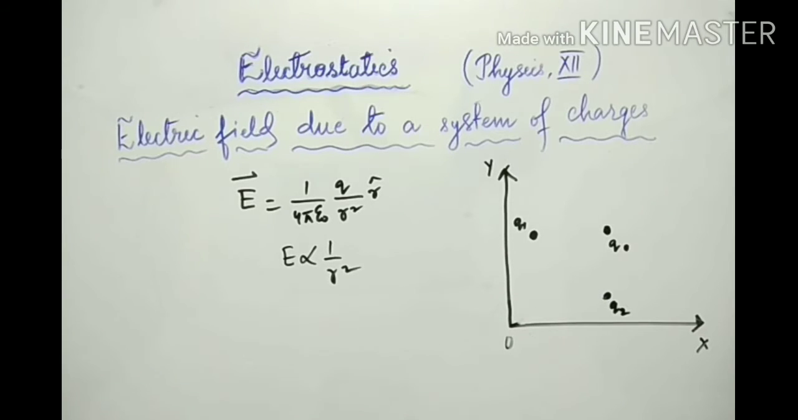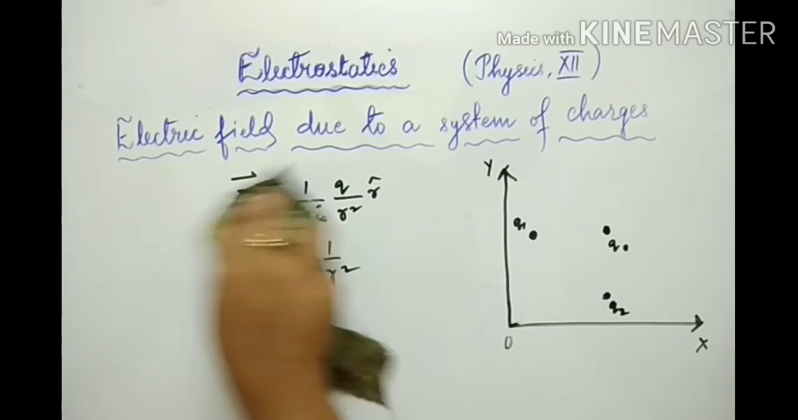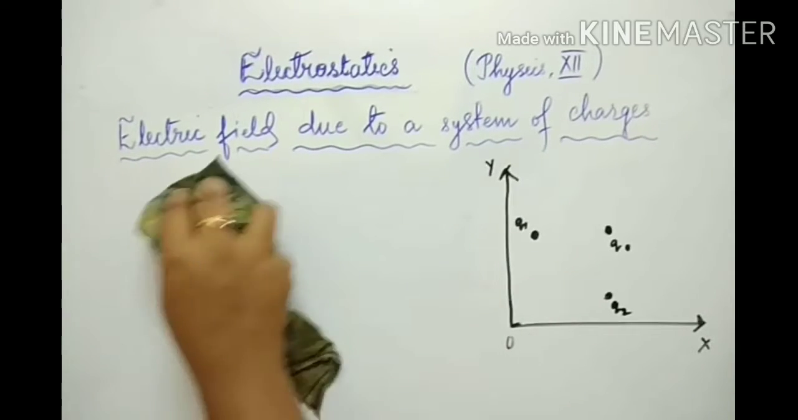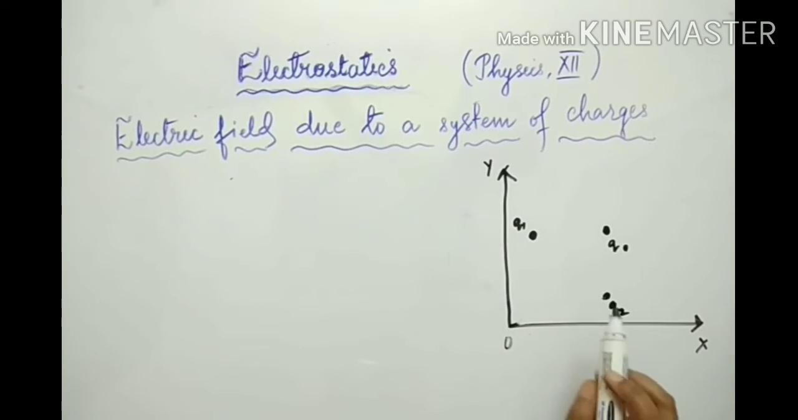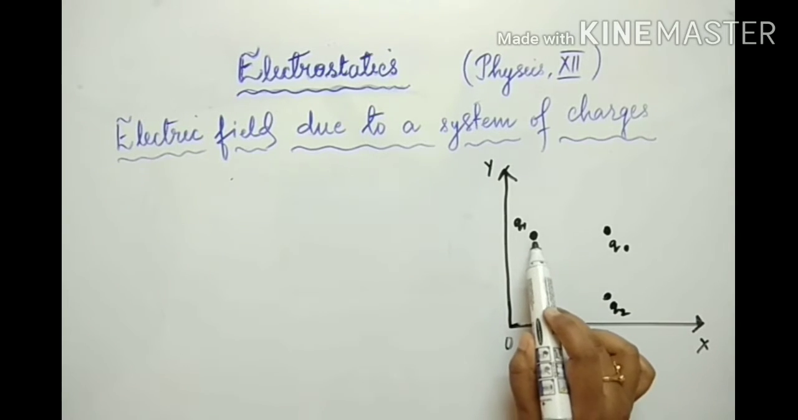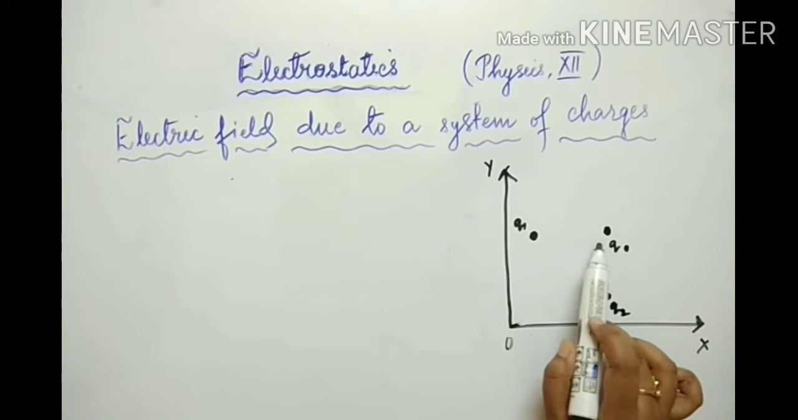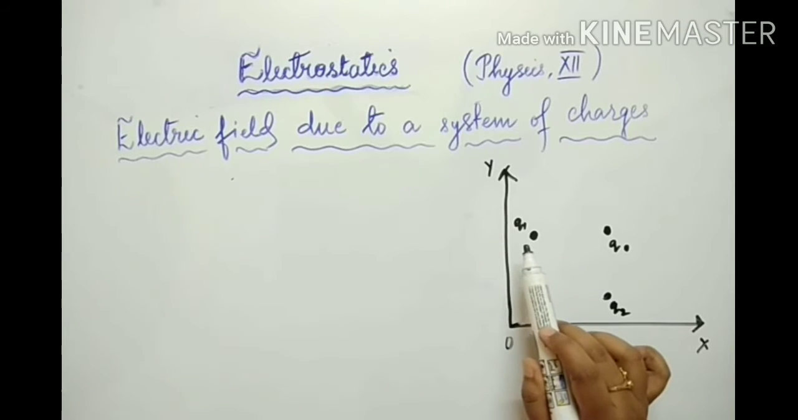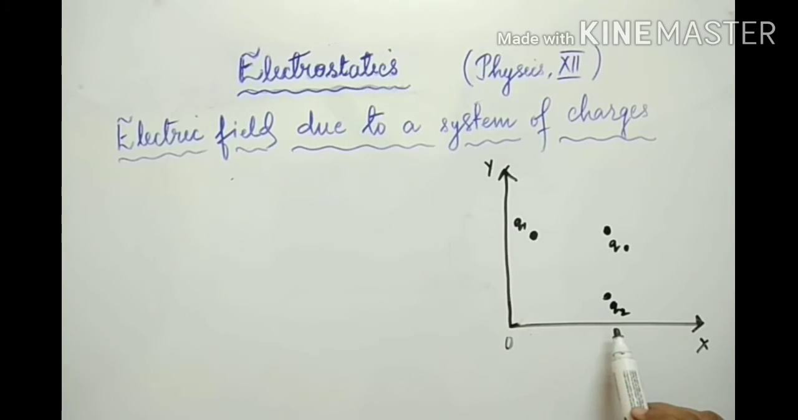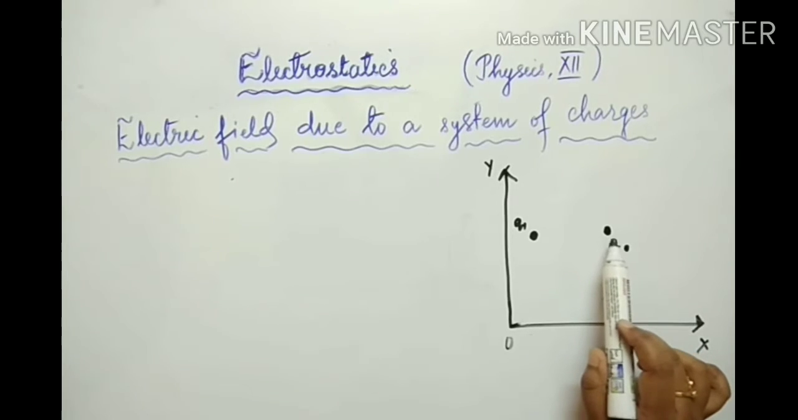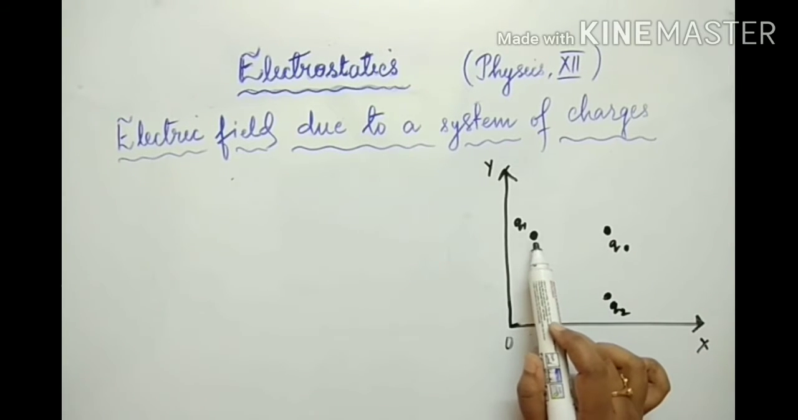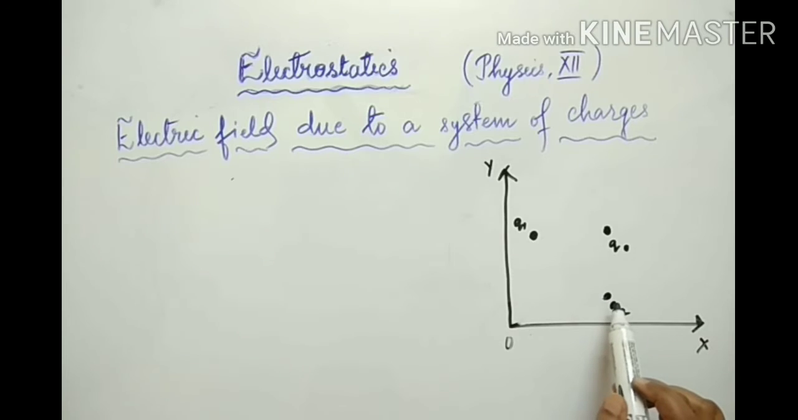So today I am going to discuss the electric field due to a system of charges. So let us begin in this manner. Let us consider a coordinate system. Here suppose there is a charge q1, there is a charge q2. Now let us bring another test charge near this charge q1 and q2, and let us see the effect of electric field on this test charge due to this charge q1 and due to this charge q2.